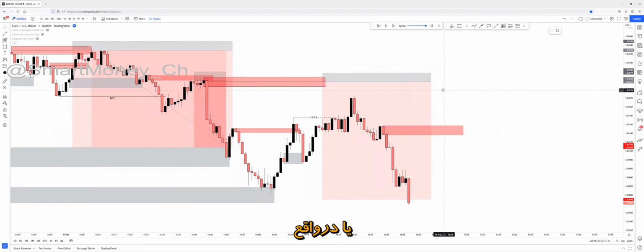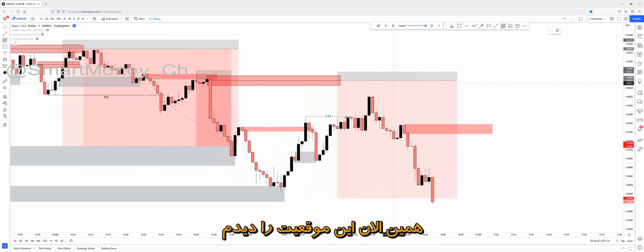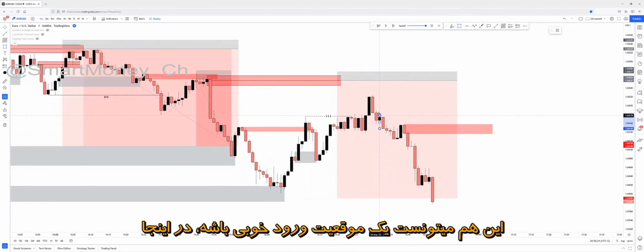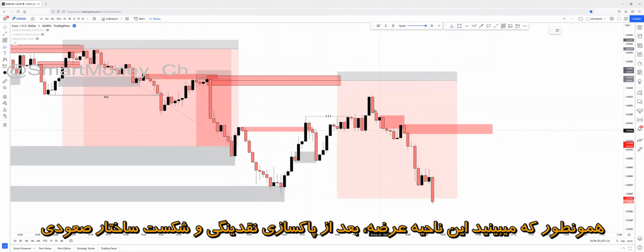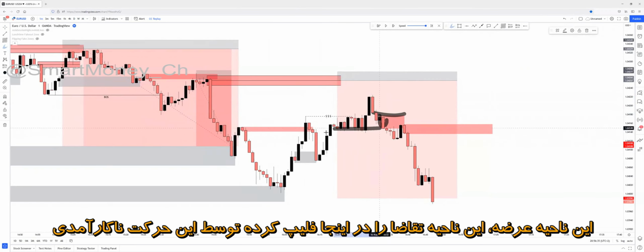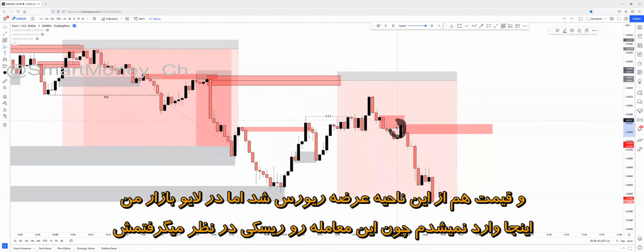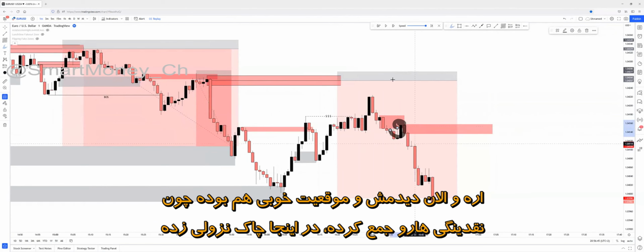Or actually, I just saw this opportunity. This could have been a good opportunity also right here. As you can see, this supply zone, after the sweep of this liquidity and break of structure here to the upside, has flipped this demand zone right here with this inefficient movement, and price has just reversed on this supply zone. But in live trading, I wouldn't enter in this opportunity because I would consider this as risky.